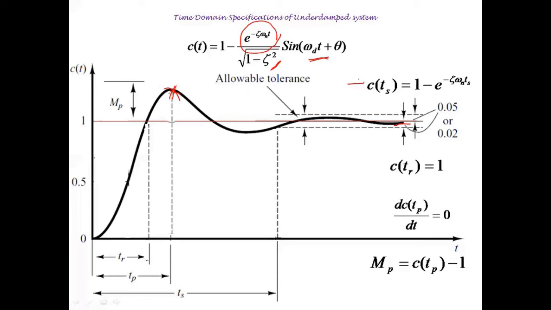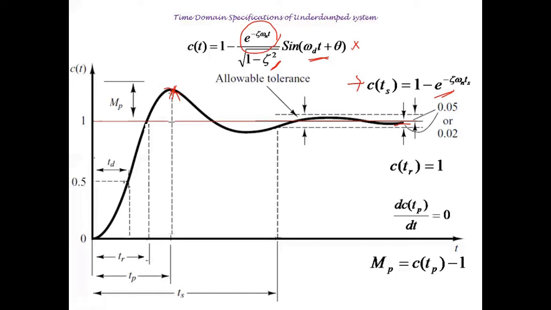Hence we can write c of ts is equal to 1 minus e to the power minus zeta omega n ts, and sine of omega d t plus theta and square root of 1 minus zeta square will not come into picture when we speak about the settling time ts. And we have one more parameter to be discussed, that is the delay time. Delay time is the time taken by the response to reach 50% of its final value.